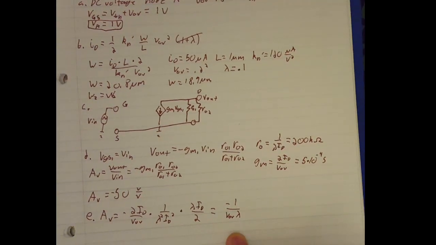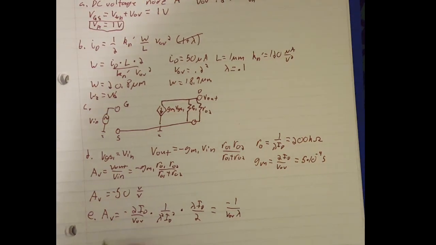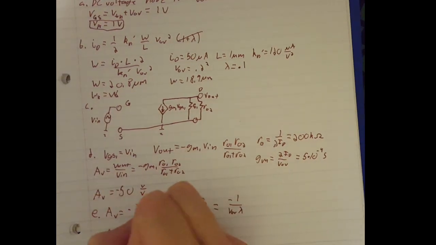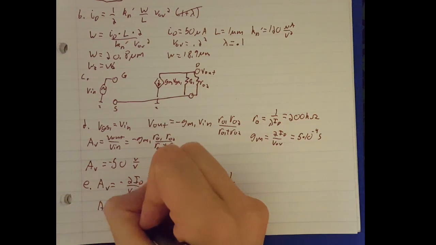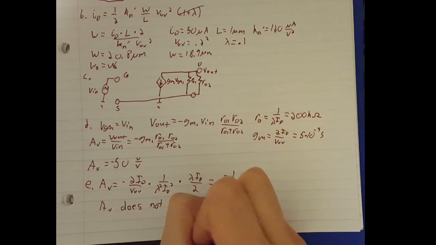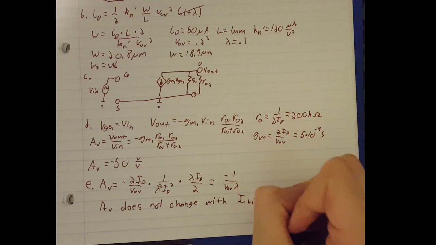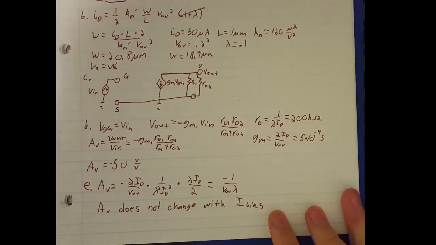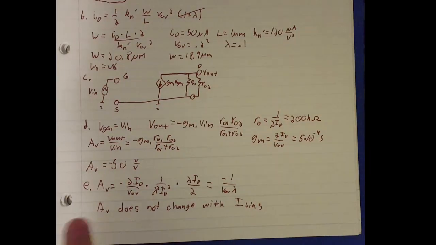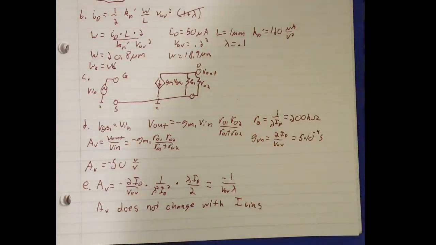And this lambda is a function of length, and length is constant and V over is constant, so AV is constant. You see your AV is not a function of I, so AV does not change with I bias, with your current. So the current is just to bias everything into saturation. It doesn't actually change your gain. Now we're going to go on to problem 3.